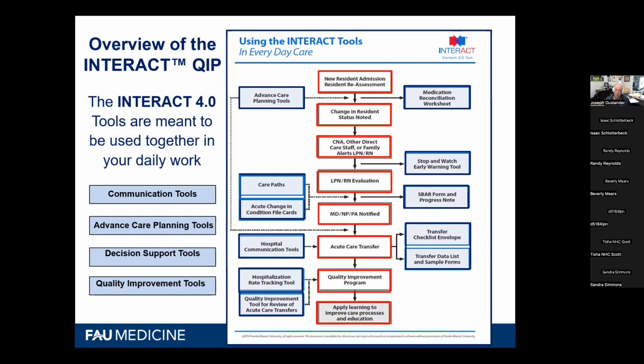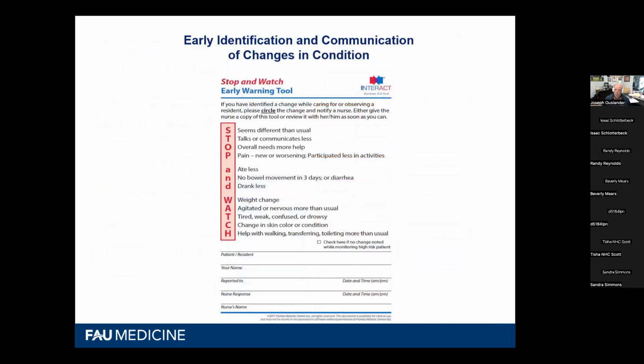So I'll show you some of the program. Some of you may be familiar with this Stop and Watch early warning tool. It was designed for an 8th grade reading level, and it can be used for nursing assistants, other direct care staff, therapists, and families to document the change that they've seen. Verbal documentation. I have some videos that illustrate some of these points, but there's not enough time to show them.